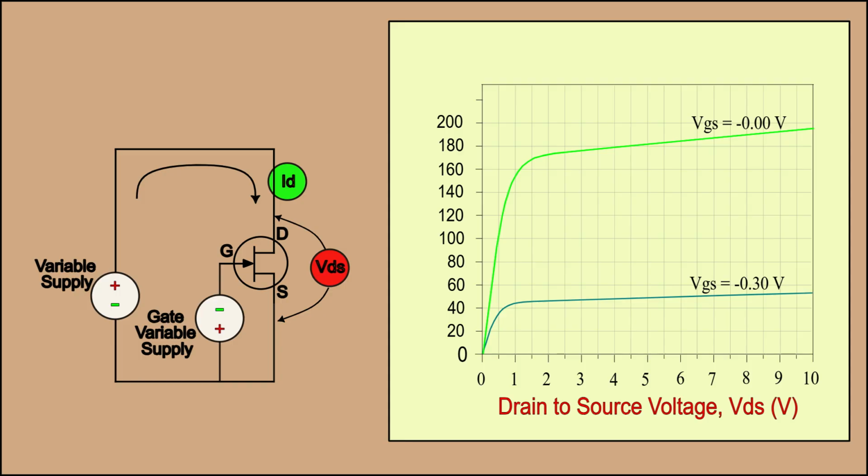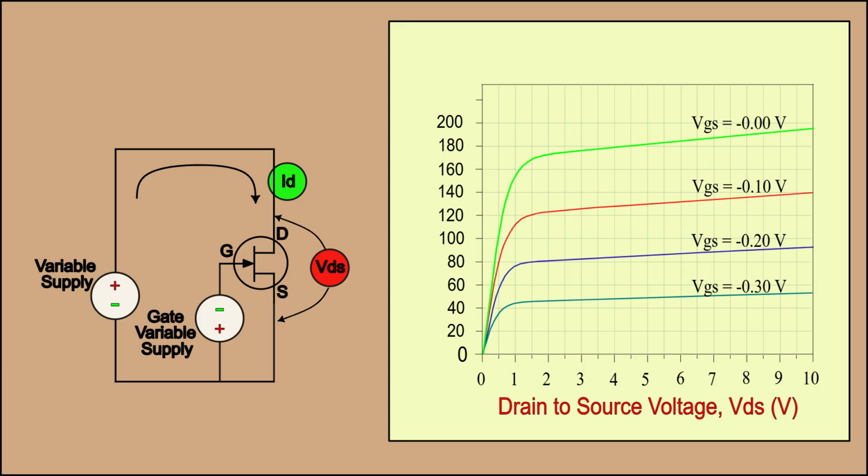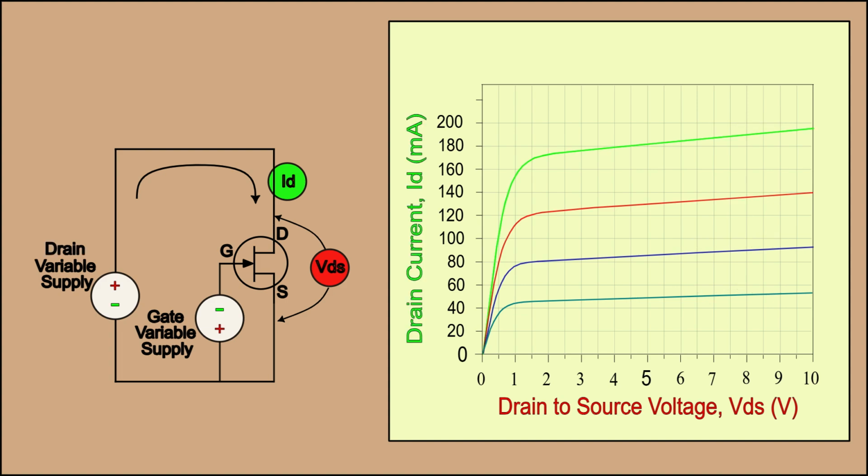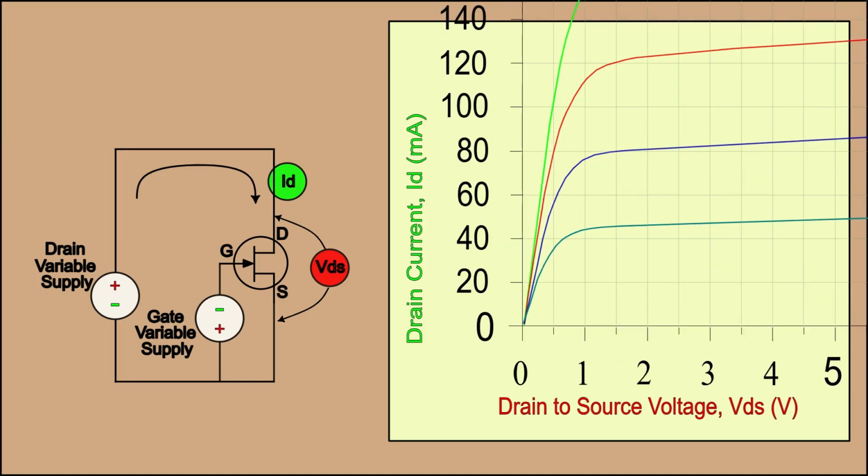If we run the test again with the gate to source voltage at negative 0.2 and negative 0.1, we will find intermediate curves. To use the JFET as a voltage controlled resistor, we will be operating in the ohmic region where the curve is steep. Let's expand that region and concentrate on two of the curves.